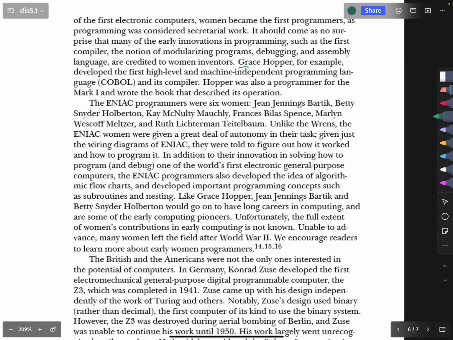Grace Hopper, very important foundational figure in especially U.S. advancement of computing science. Developed the first high-level and machine-independent programming language, COBOL, and its compiler. I didn't know COBOL was the first. Okay, very cool.